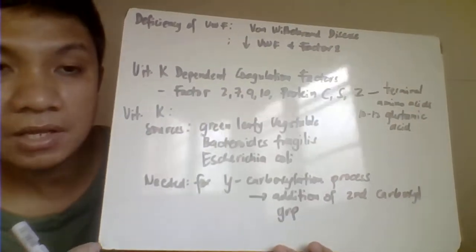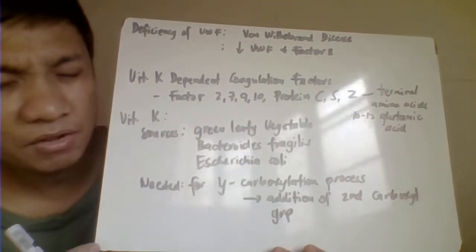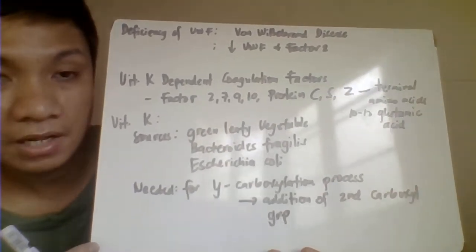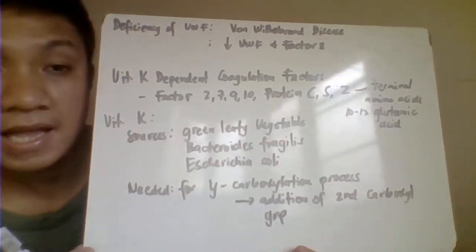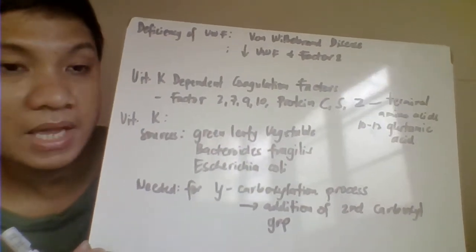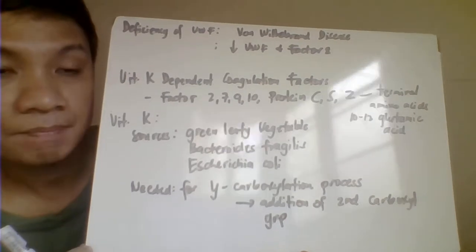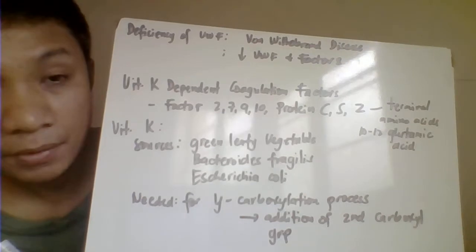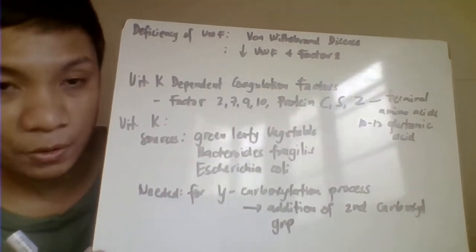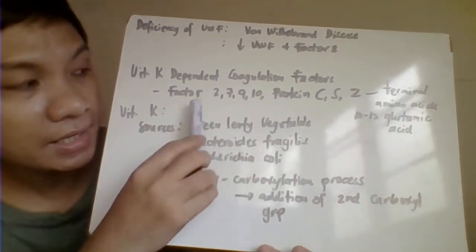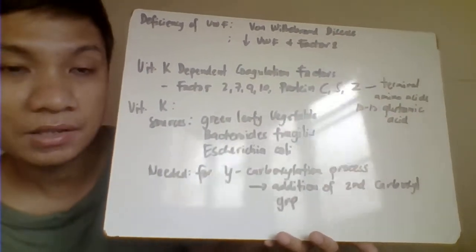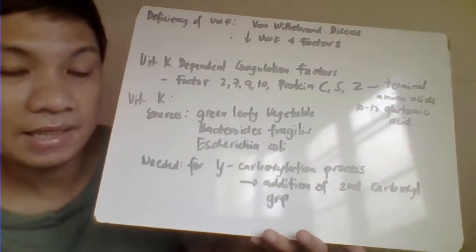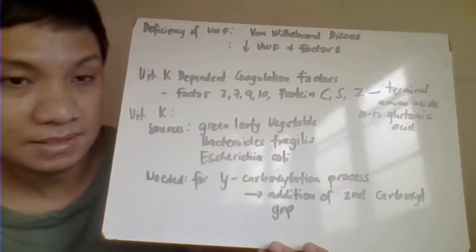Okay, another one, we have here the group of your coagulation factors, and they are considered here as our vitamin K dependent coagulation factors. Your vitamin K dependent coagulation factors include the following: factor 2, 7, 9, 10, protein C, protein S, protein Z. These are actually your prothrombin group or your adsorbable group. Okay, so these are coagulation factors on their terminal end, sa dulo ng kanilang structure, they have approximately 10 to 12 na glutamic acid.